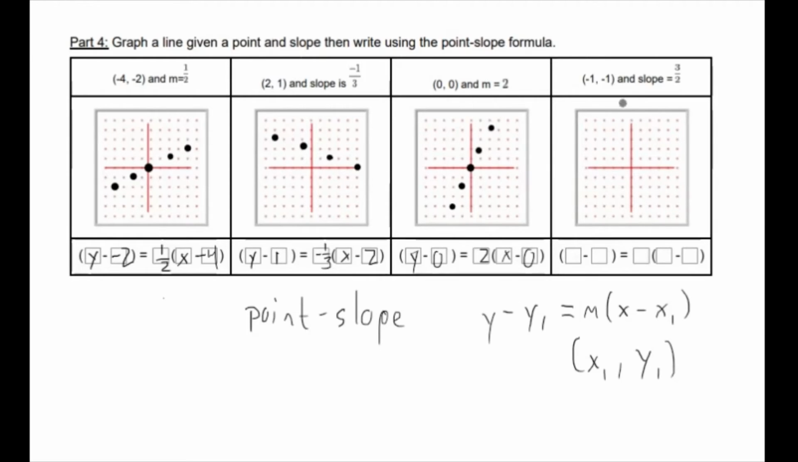Finally, we have negative 1, which is right here, and a slope of 3/2. So we need to go up 1, 2, 3, and over 2, and repeat. And we have y minus minus 1 is equal to 3/2 times x minus minus 1.